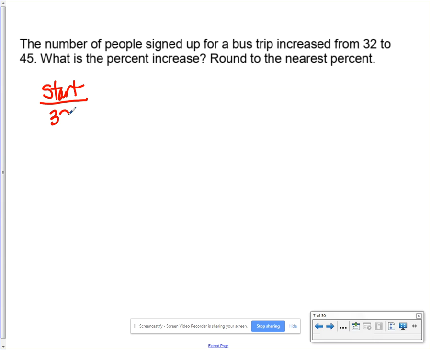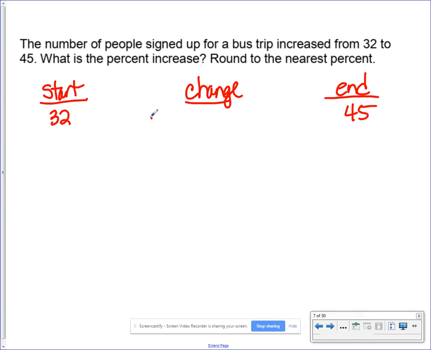I'm starting at 32. Then I have some sort of change here, and then I end at 45. Okay, it went from 32 to 45. What is the percent that it increased? Or in other words, what's the percent that it changed?